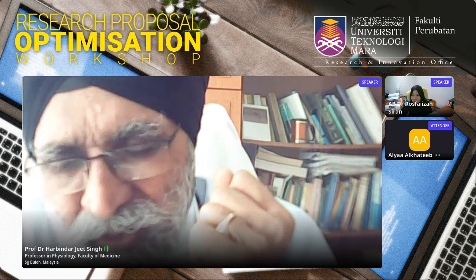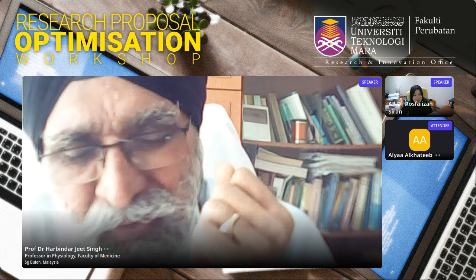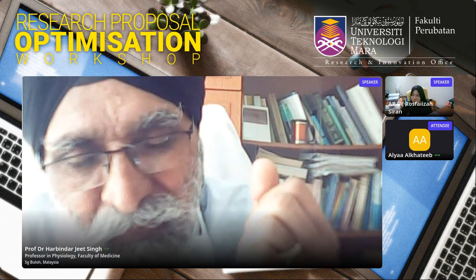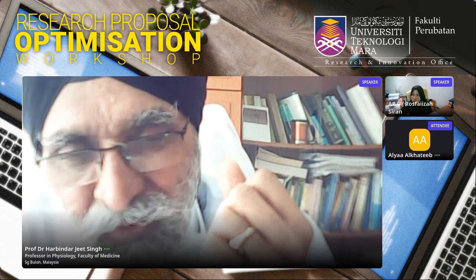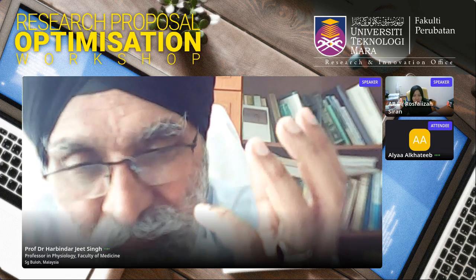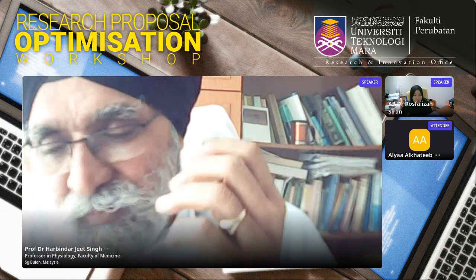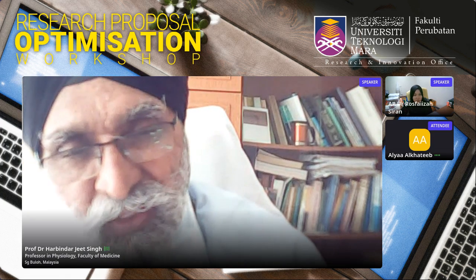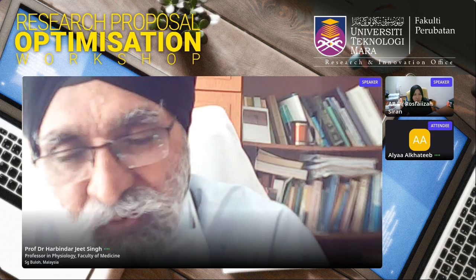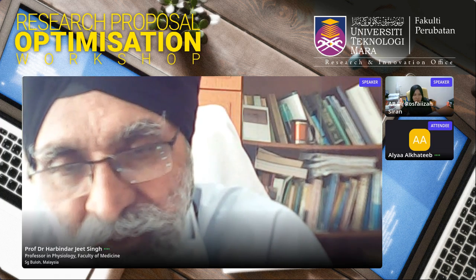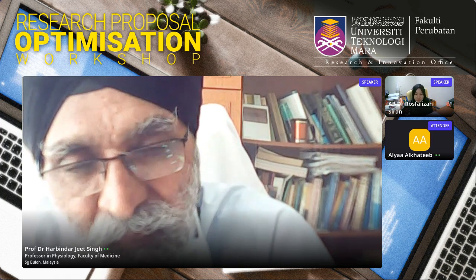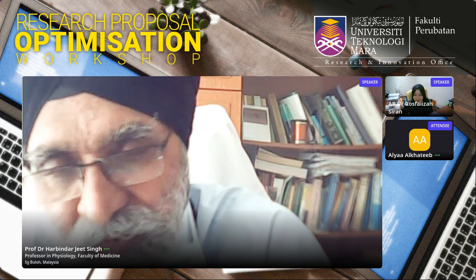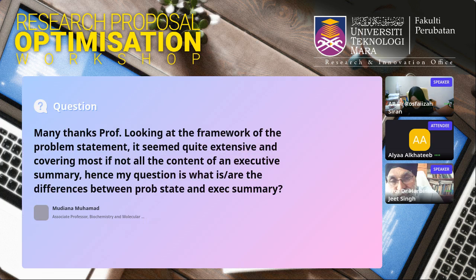If it is too long, running to 2 pages, I think the reviewer will probably lose track of what they are reading, and you will probably miss the message. So really, you don't want it too brief, you don't want it too long. In my own view, half to 3/4 of a page is just sufficient to highlight the problem and to make the statement. Thank you so much, Prof. You're welcome.